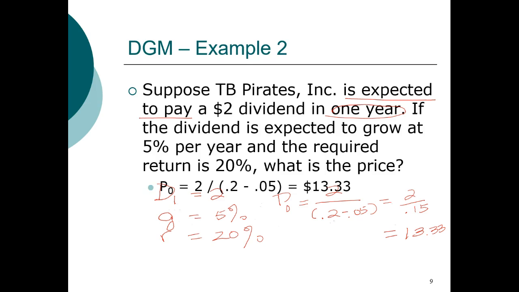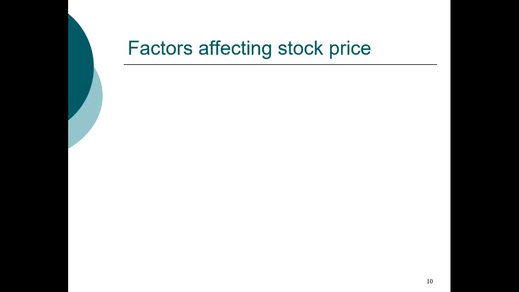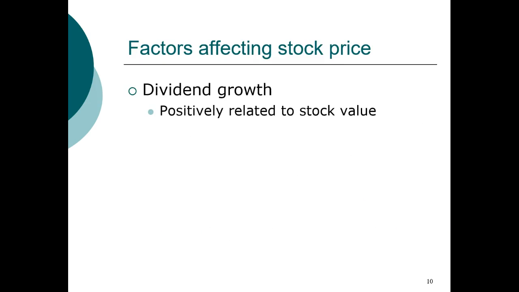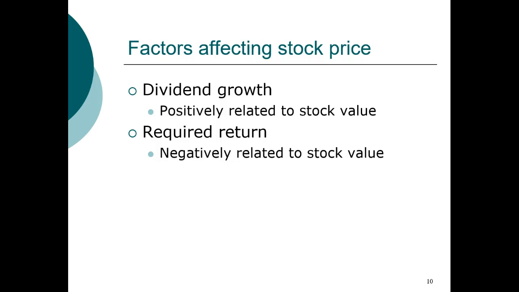So we can see from these two examples, again, we want to familiarize ourselves with the different factors that affect stock price. So you see that there are three main factors. One is the dividend growth rate. And dividend growth rate is positively related to stock price, and that's pretty obvious. The faster or the larger the company grows, the more valuable it is, so the higher will be the stock price. The other is the required return. The required return is negatively related to stock price, and this is because the required return is the discount rate. So the higher the discount rate, the lower the present value.